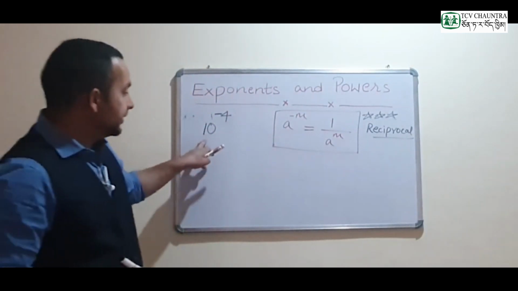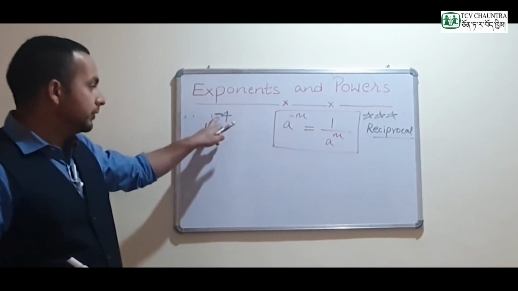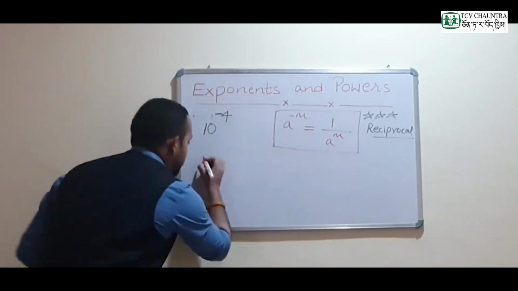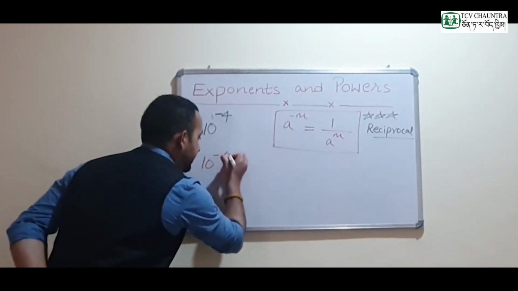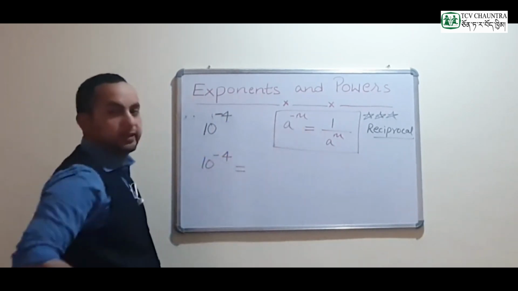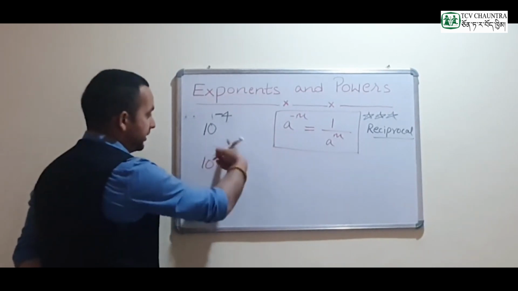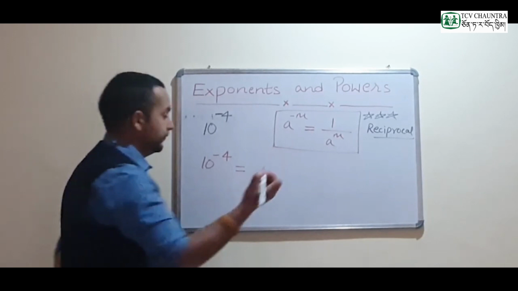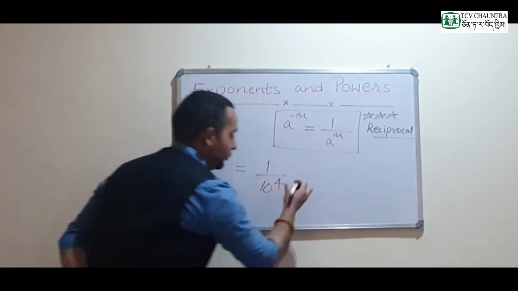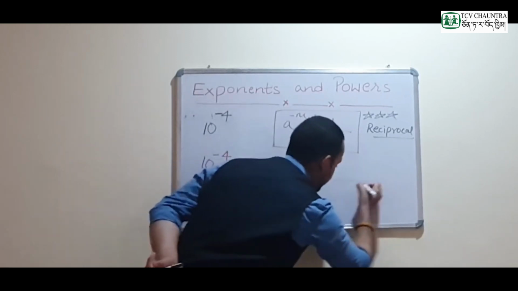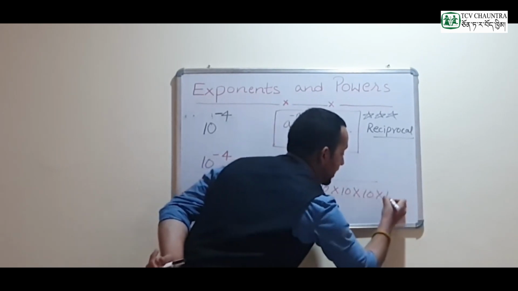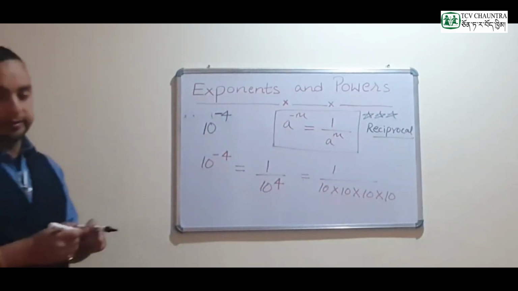Now we are going to express this 10 raised to the power negative 4 with the help of this formula. Now see, 10 raised to the power minus 4, by using this formula we can take its reciprocal. So we will write 1 upon 10 raised to the power 4, which means 1 upon 10 one time, 2 times, 3 times, 4 times. This is our answer.